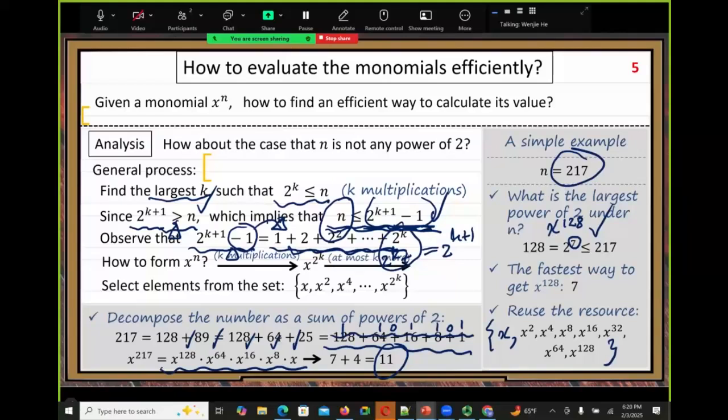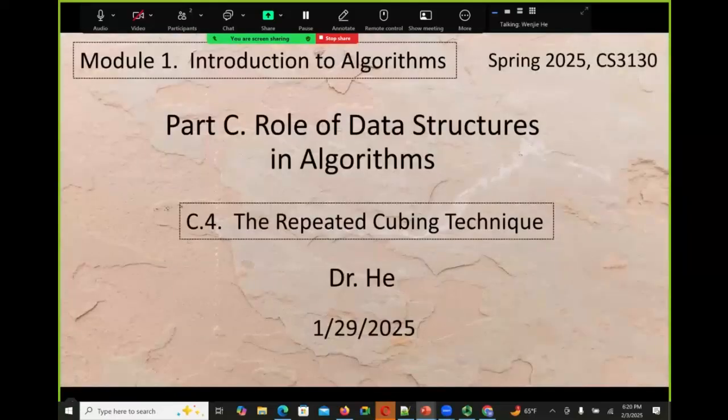So let me move to the next topic. C.4, repeated cubing technique. This time, can we change the square to a cube operation, right? Similar, so we just do some analogy here. Change square to cube, and we can get something new. But the whole method is similar; we just do some adaptation.